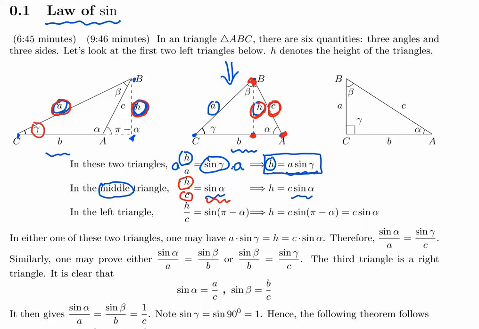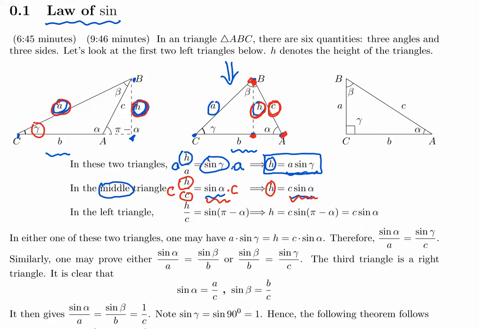So in this middle triangle, again, multiply both sides by C. You have these two C's cancelled. So you have H left alone on the left-hand side. The right-hand side is C times sine alpha. Okay, so that's for the middle triangle.